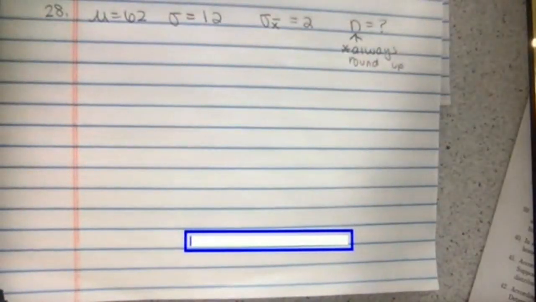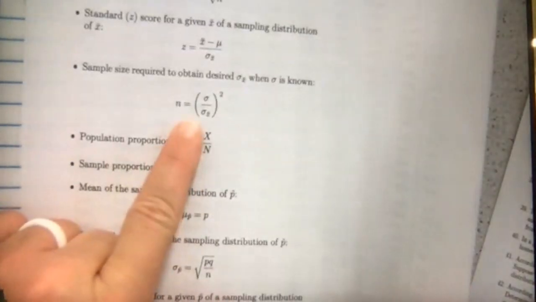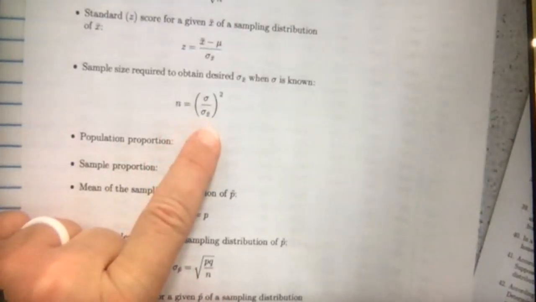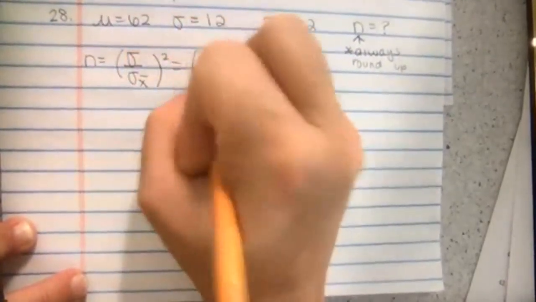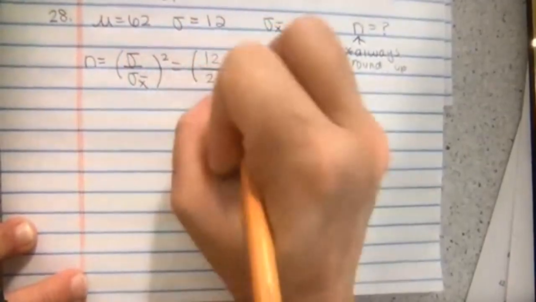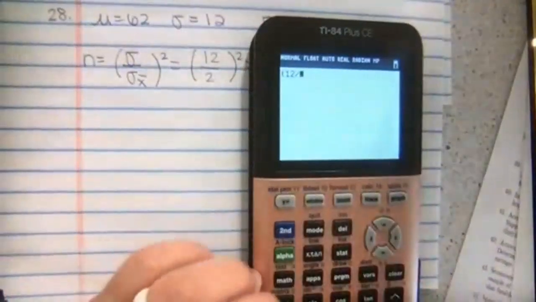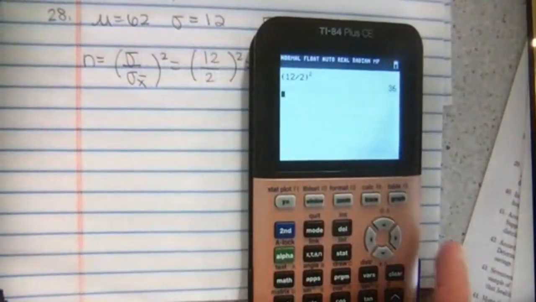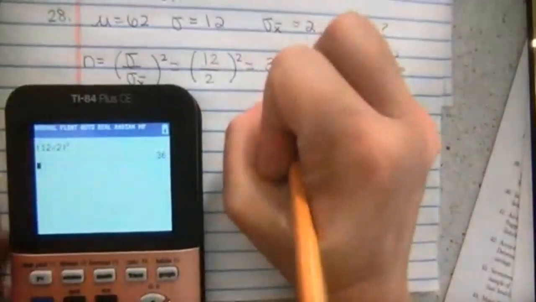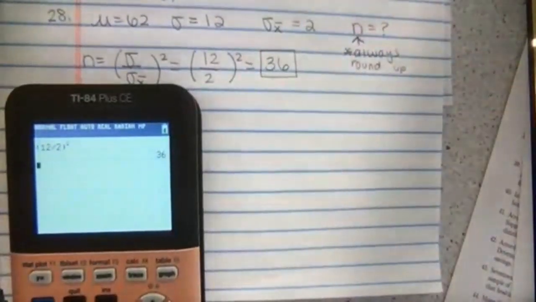So on our formula sheet, it's asking us to find n equals our standard deviation divided by our sampling standard deviation, squared. So just plugging it into that formula, n equals our standard deviation divided by our sampling standard deviation squared. So we have 12 divided by 2 squared, which in our calculator or in our head would give us 36. So 36, number 28.